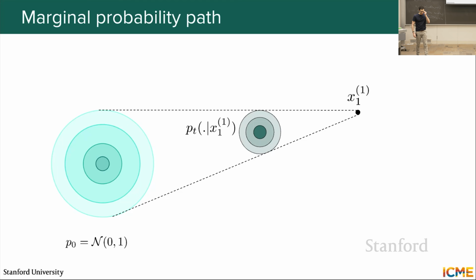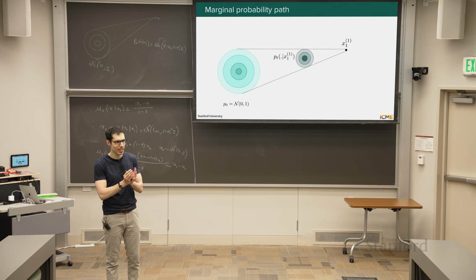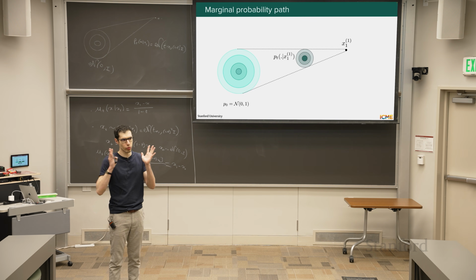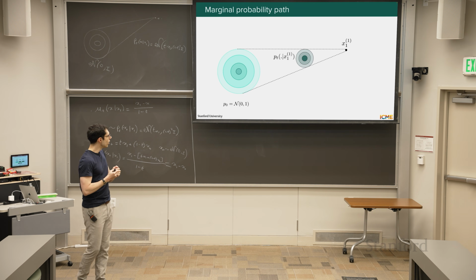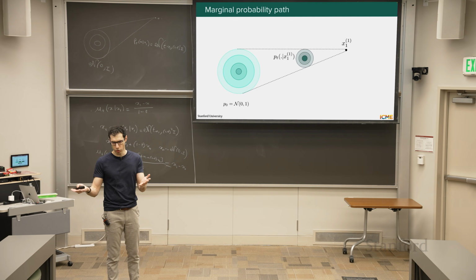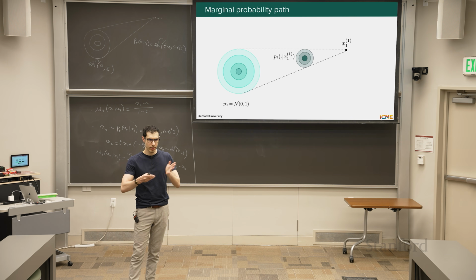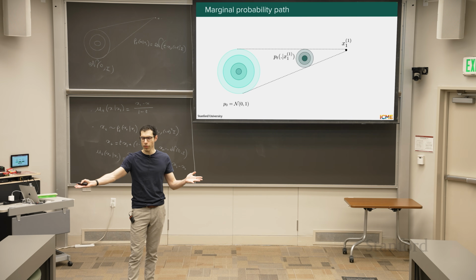OK. So now that we looked at a very simple case of transporting our data distribution from this initial one to a single point, our goal now is to figure out how we can map that back to our initial problem. Our initial problem is to map from the initial data distribution to the target data distribution. So an idea to obtain the target data distribution is to replicate this conditional path over all points of your target data distribution.